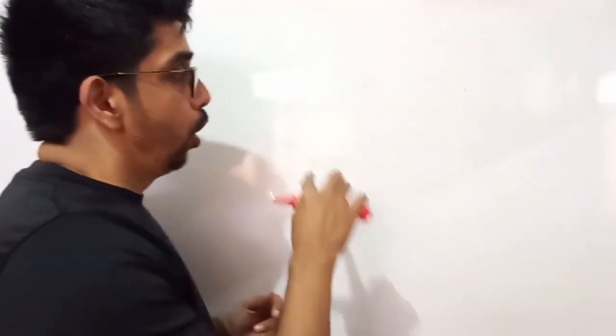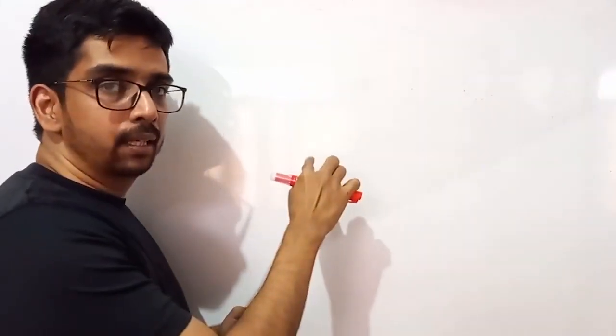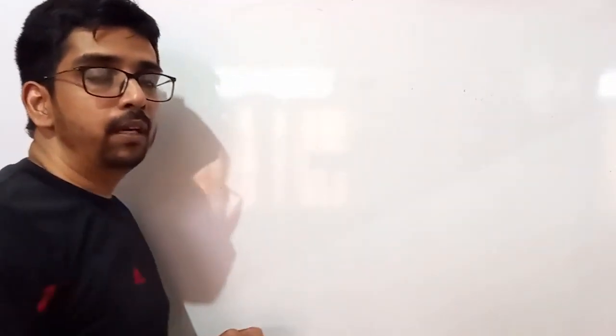Perimeter is the total length of the border of a plane figure.